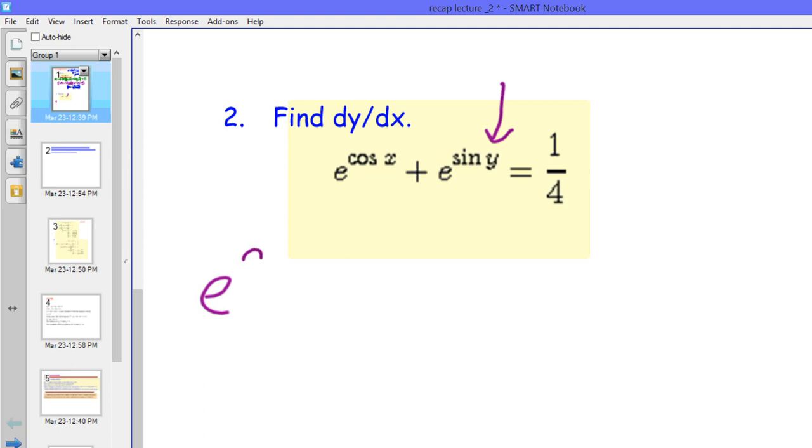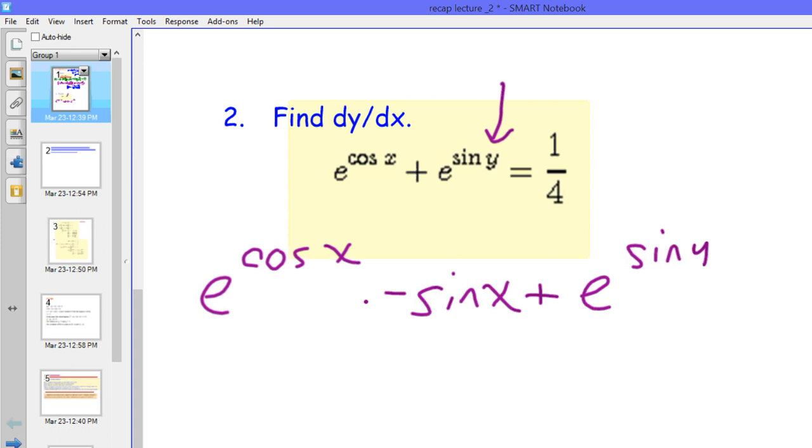So we'd have e to the u times the derivative of u, and the derivative of cosine is negative sine. And then we'd have the derivative of e to the u times the derivative of the u, so that would be cosine of y.